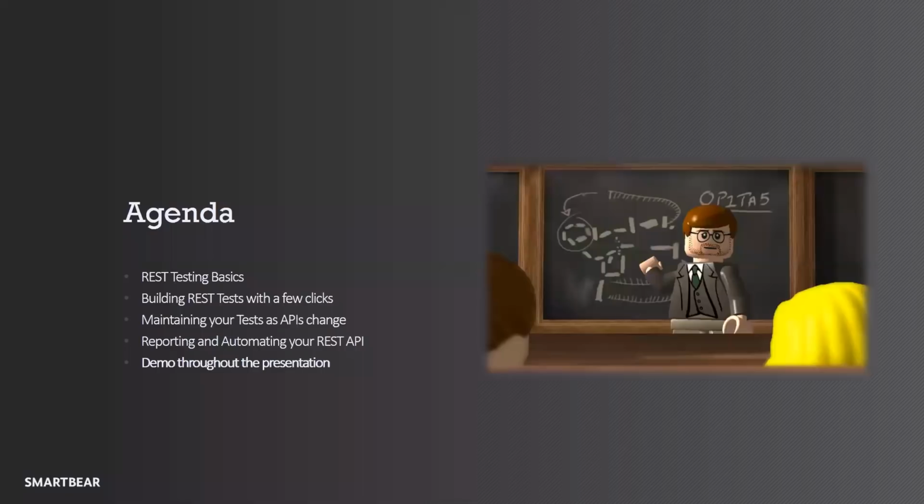And then we're going to take all these components and we are going to be building REST tests with these individual components. Once we have talked about building test cases, we'll talk about how you can, on an ongoing basis, maintain these tests as your APIs change and you do more with your tests. And then there are some relatively advanced concepts like, hey, how can you do effective reporting on your API testing and how you can actually automate your REST API tests.